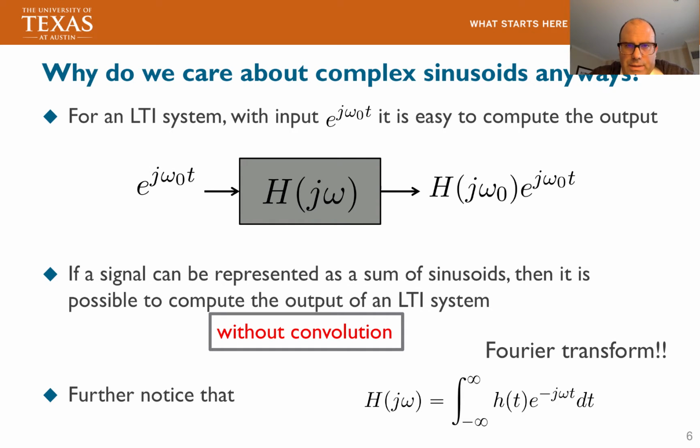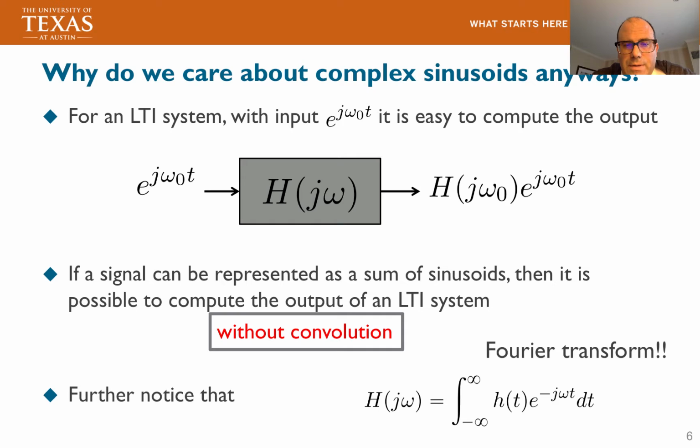So why do we care about complex sinusoids? You should already appreciate that if we take a complex sinusoid e^(jω₀t) and put it into an LTI system that has frequency response H(jω), then the output is H(jω) e^(jωt). So why you should care about this is that the convolution operation doesn't have to be performed, because all you have to do is multiply the input by the frequency response at the output if it's a complex sinusoid. This is a very special case.